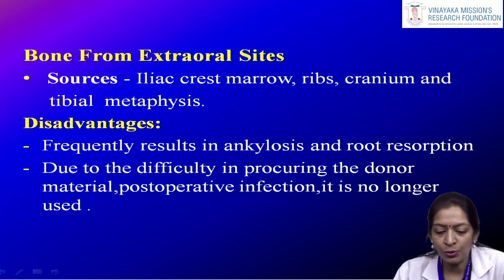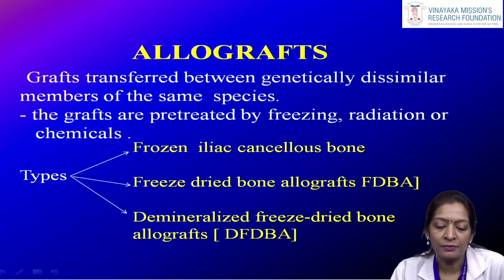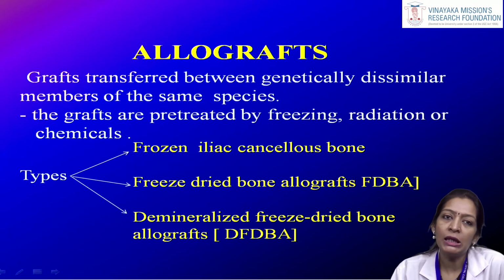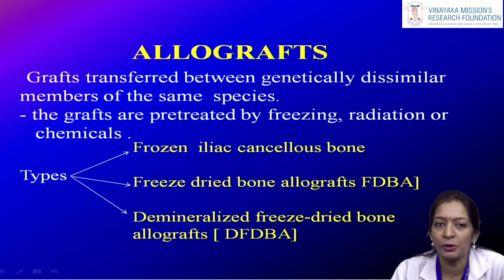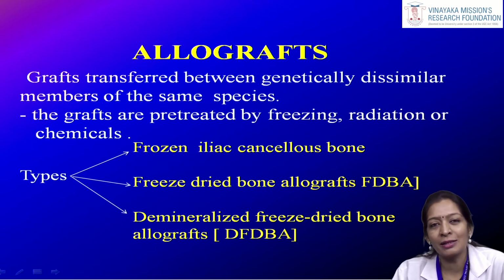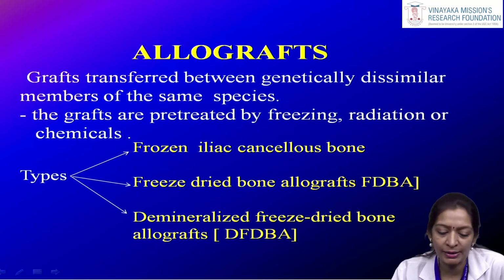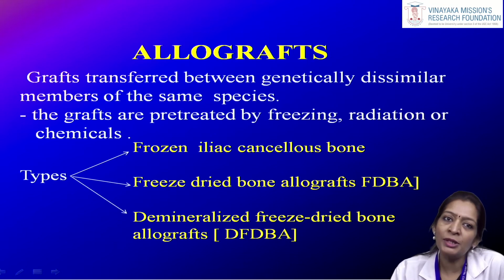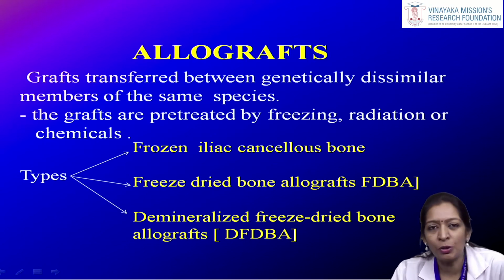Let's move on to the next one, that is the allografts. That is grafts transferred between different individuals of the same species. The types are frozen iliac cancellous bone marrow, freeze-dried bone allograft, and demineralized freeze-dried bone allograft. Among these three, the frozen iliac cancellous is no longer used for certain reasons. Even though it is taken from the same species, it is from different individuals, so there is a chance of disease transfer, graft rejection and other possibilities.